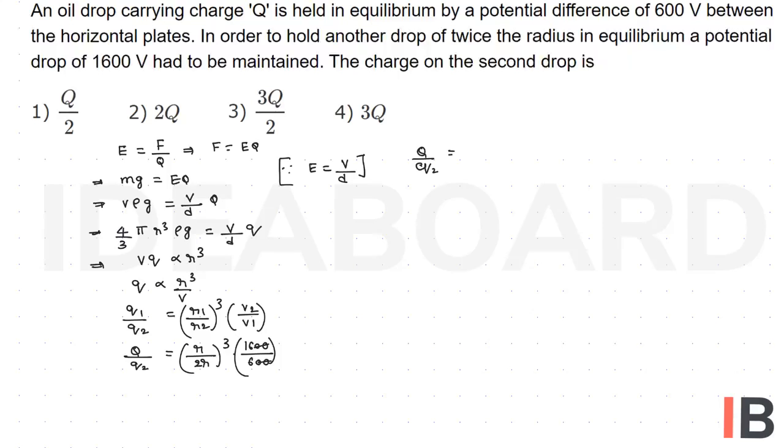small q2, which is equal to, R and R also cancel, 1 by 2 cube, 1 by 8, into 16 by 6. 8 ones are 8, 8 twos are 16, 2 ones are 2, 2 threes are 6. So capital Q by small q2 is equal to 1 by 3, q2 is equal to 3Q. Thereby the fourth option is the right option.